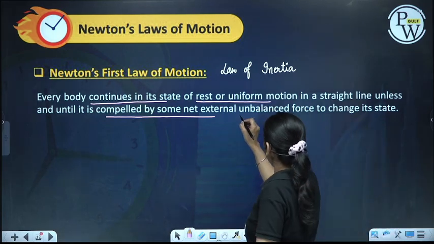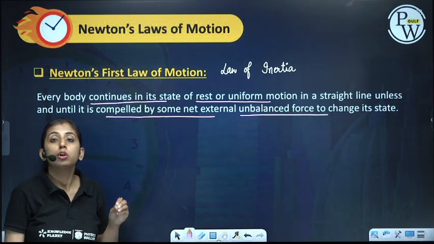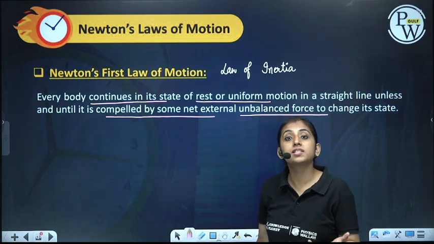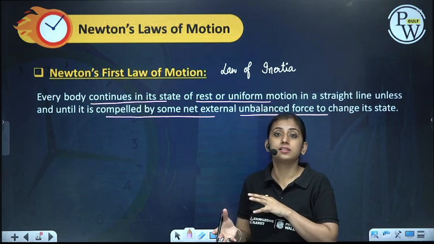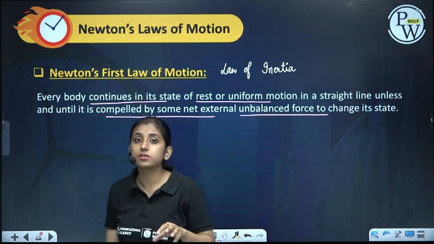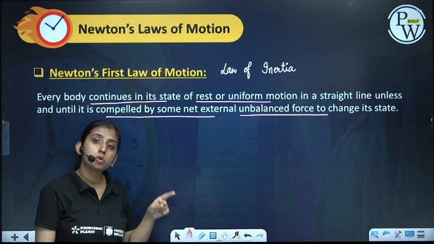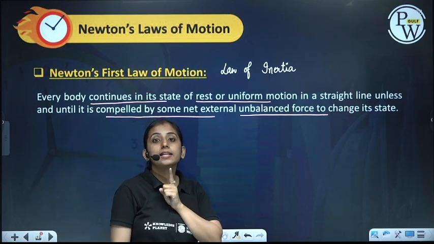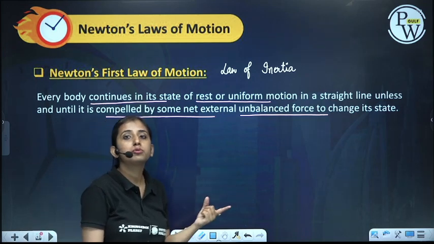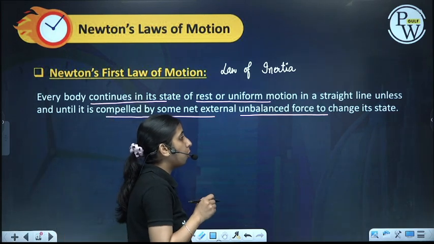Okay, it is compelled by some net external unbalanced force to change its state. Unless and until we have some force which is changing its state, only then can a body change its state. Otherwise, a body at rest will remain at rest and a body in motion will remain in motion in the same straight line unless it is acted upon by some external unbalanced force to change its state. So we have this as the first law of motion, the law of inertia.